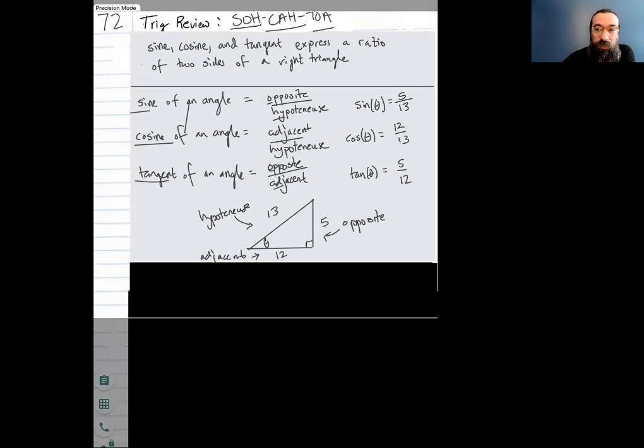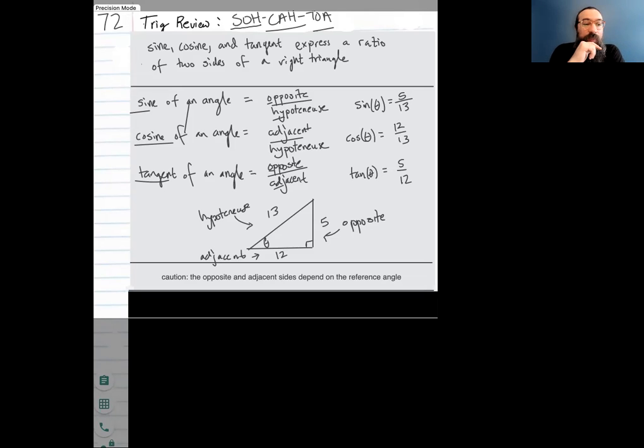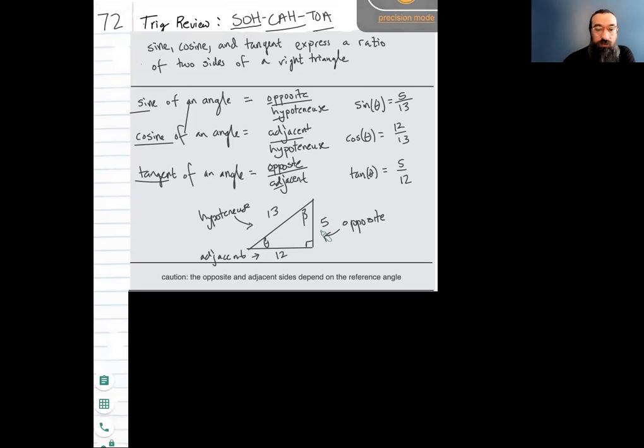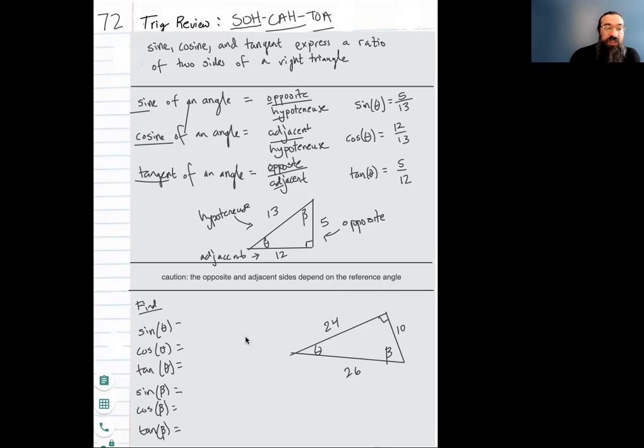There's one thing you need to keep in mind, and that's the opposite and adjacent sides depend on the reference angle. Hypotenuse is obviously never going to change because it's always the longest side, right? But if I were talking about this angle here, all of a sudden the opposite side becomes this, and the adjacent side becomes this, right? Because we're talking about a different angle, so it's a different ratio, a different relationship.